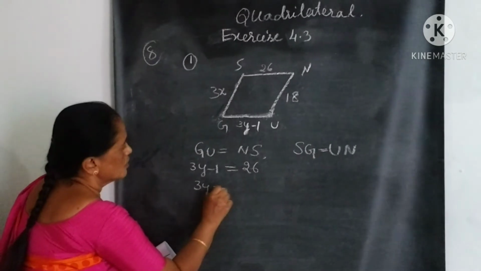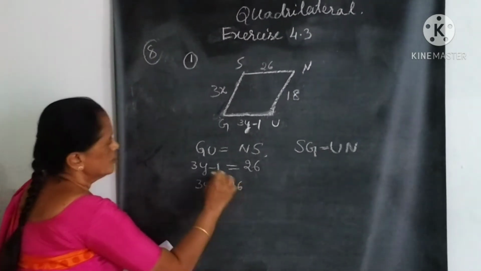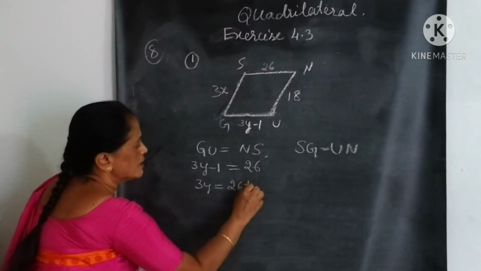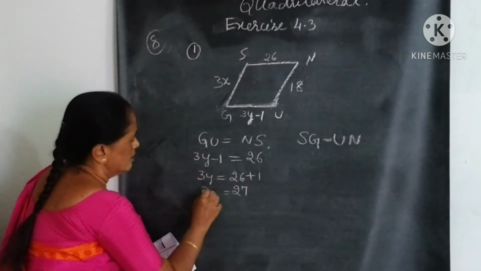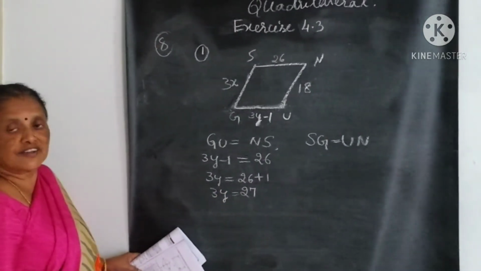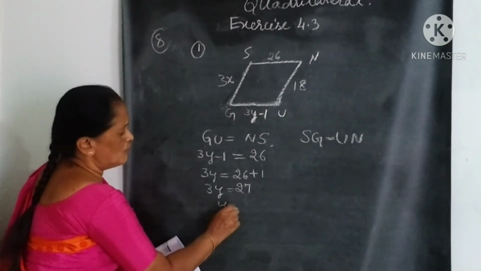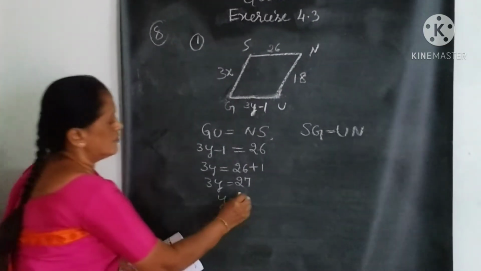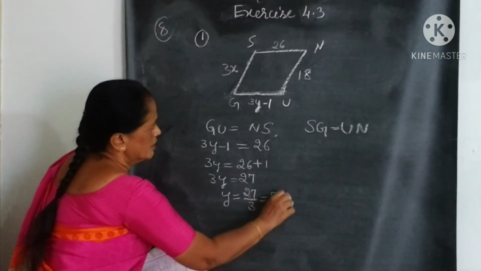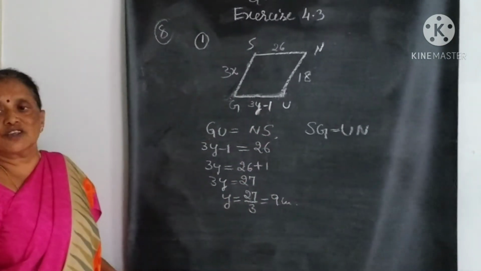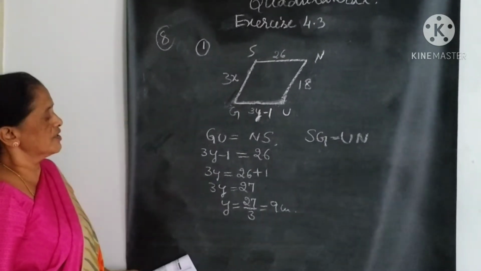3Y minus 1 is equal to 26. This minus when it goes to the other side becomes plus 1. So that is equal to 27. 3Y is equal to 27. Then what is the value of Y? 27 by 3. That is equal to 9 centimeters. So Y is equal to 9 centimeters.